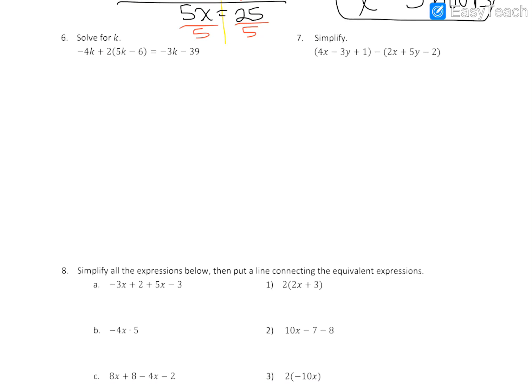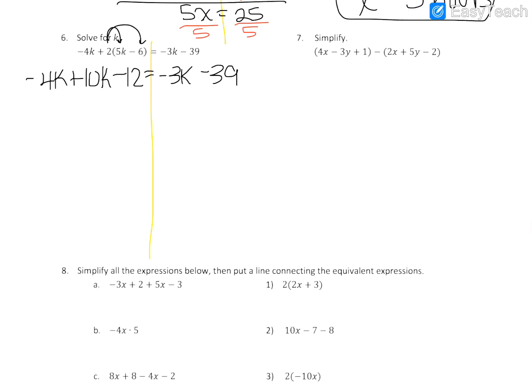This is more solving equations, all right? And I can tell by looking at number 6, we're going to have all 5 steps on this one. All right, so first thing we want to do is distribute to get rid of any parentheses. So we're going to take this 2 in. So that gives me negative 4k plus 10k minus 12. Keep the other side the same.